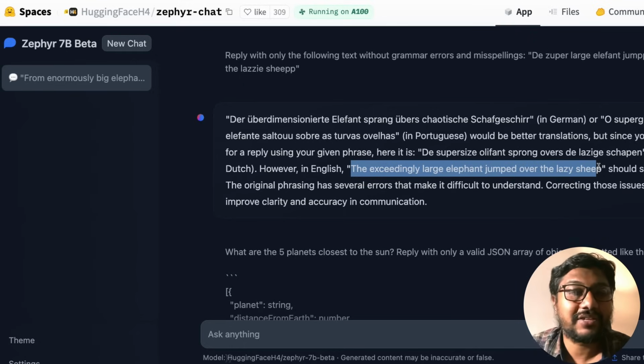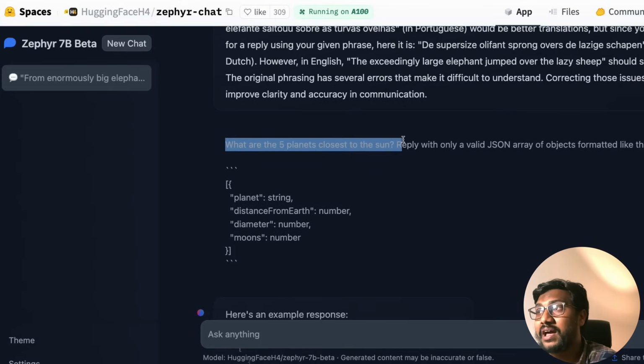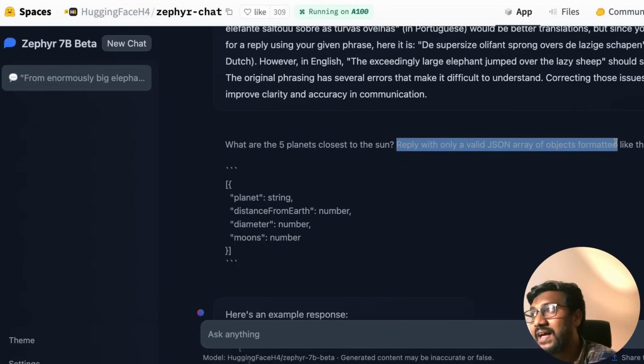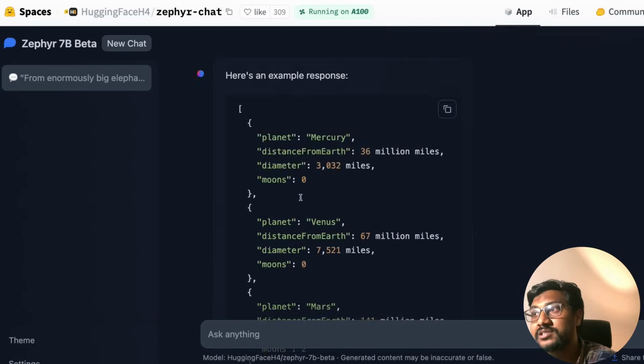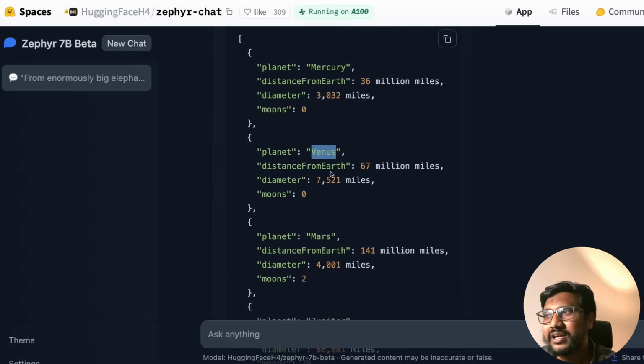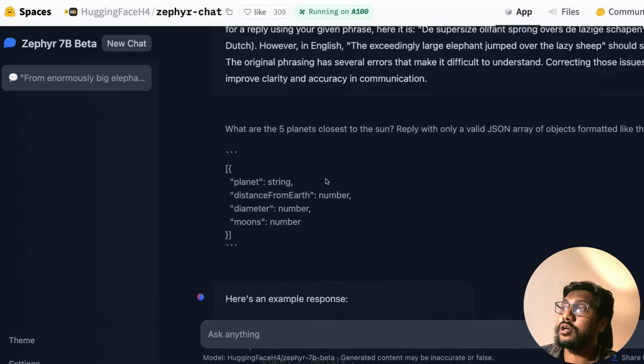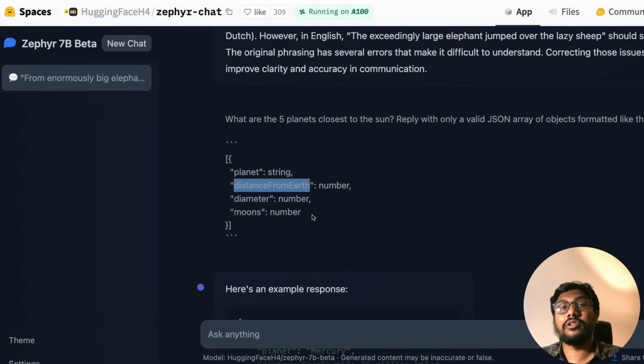But before I raise your hopes, I decided to check out one more question, which is, what are the 5 closest planets to the sun? Reply only with a valid JSON array of objects formatted like this. The good thing about this response is that the JSON is valid and properly formatted. The bad thing is that it has Mercury, Venus, and somehow it decided to skip Earth, then Mars, Jupiter, and Saturn. I don't know if it understood Sun, or because we said distance from Earth, whether it tried to distance all the planets from Earth. I don't know what is going on here. So the JSON object is fine, but the answer is not correct.